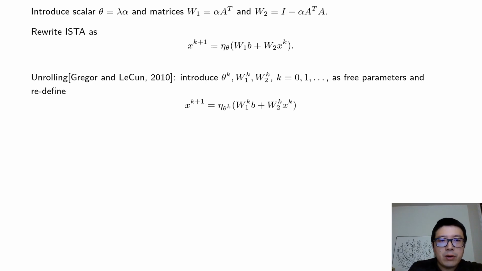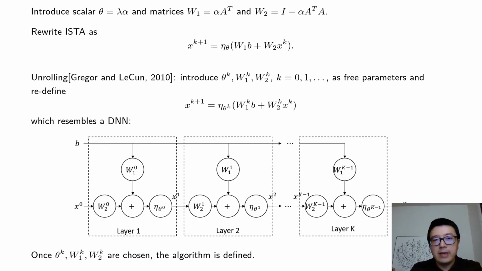The idea by Gregor and LeCun about 12 years ago is to free these variables and let them depend on the iteration. So there will be a sequence of theta, a sequence of potentially different thresholds, and a sequence of potentially different W1k and W2k, which will be free parameters to define this iteration. This looks like a neural network, and this is a neural network flow scheme. Once these parameters are chosen, the algorithm or the network is defined. You can apply it to approximately solve a lasso problem or recover this sparse signal.